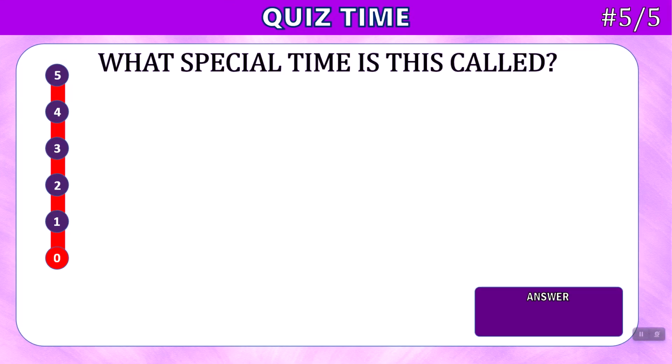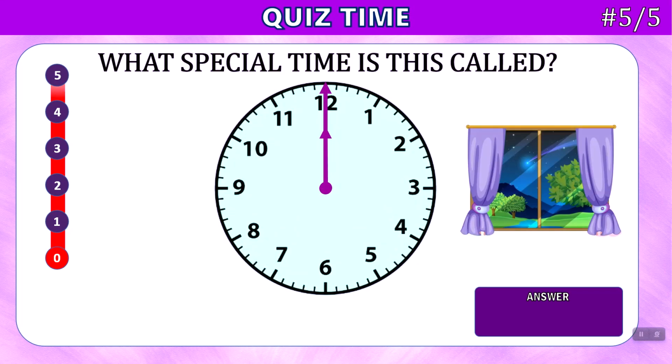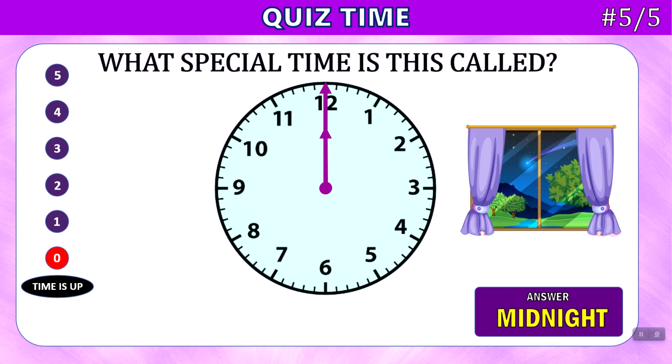And last one. What special time is this called? 5 seconds. Time's up. We see outside it's dark, and it is 12 o'clock, and we call that time midnight. 12 o'clock a.m.